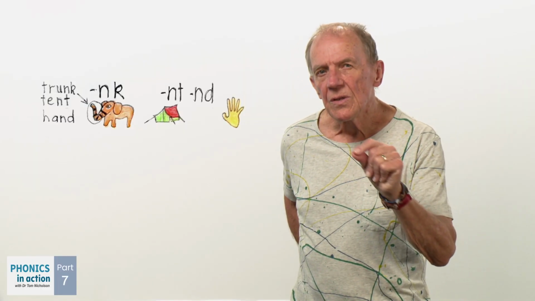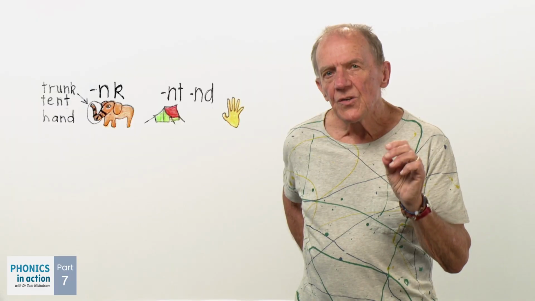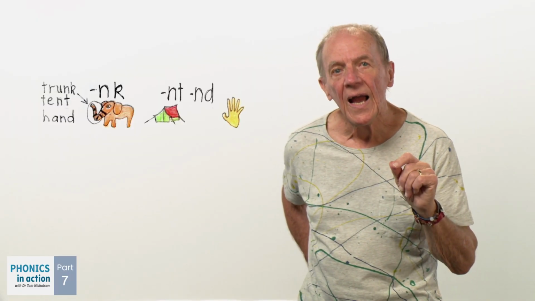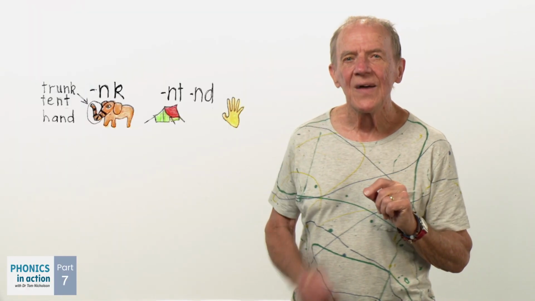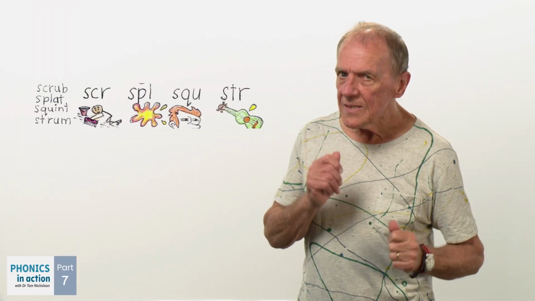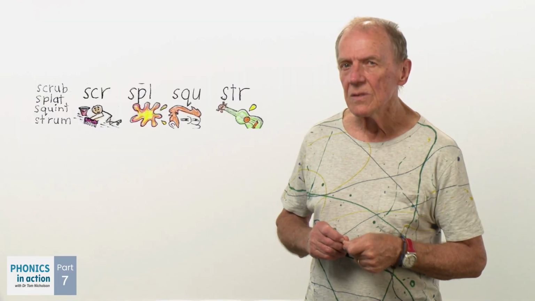Now let's read the words on the sidebar. Trunk, tent, and. Now we'll move to 3 sound clusters. Now, everybody, looking at this line, what do you notice? Yep, the clusters have 3 sounds.